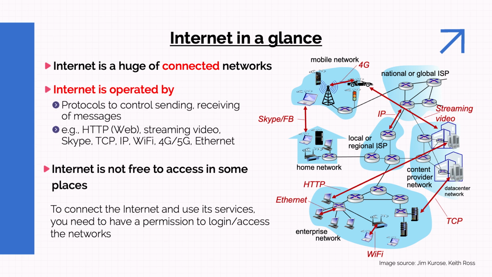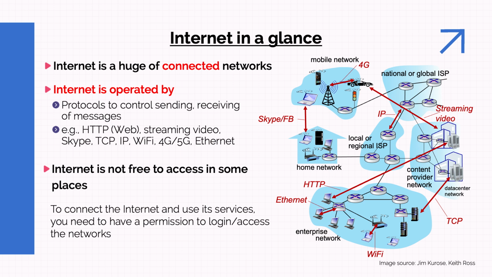The network operates with many protocols like HTTP, TCP, and Ethernet, and each network segment has a different technology. So how can they provide good authentication? From this internet structure, each network will have a different authentication mechanism or technology. And in practice, the internet is not free to access.